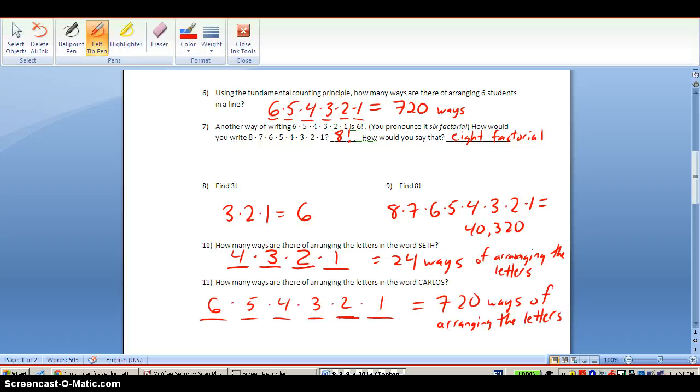All right, so keep in mind here, hopefully you got 720 ways. Don't forget to write your units in there. I forgot to do that on number 10, and I fixed that. There are 24 ways of arranging the letters in the word Seth. There are 720 ways of arranging the letters in the word Carlos.